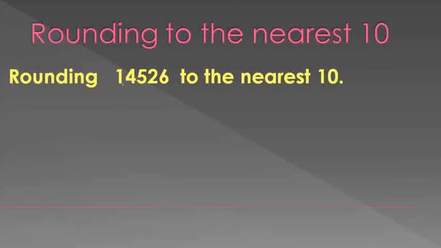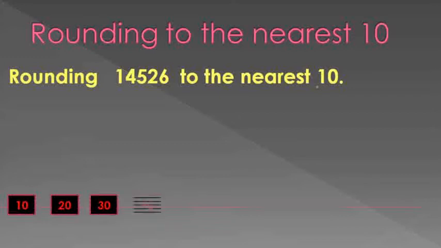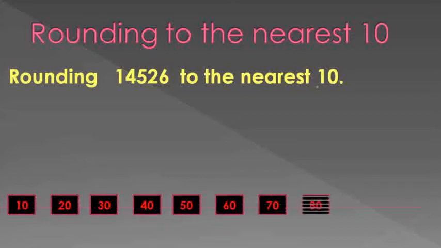Rounding 14,526 to the nearest 10. So to round to the nearest 10, write the multiples of 10: 10, 20, 30, 40, 50, 60, 70, 80, 90 and 100. Now just look at the last two digits, 26. Now just check which two multiples 26 lies between. 26 lies between 20 and 30.